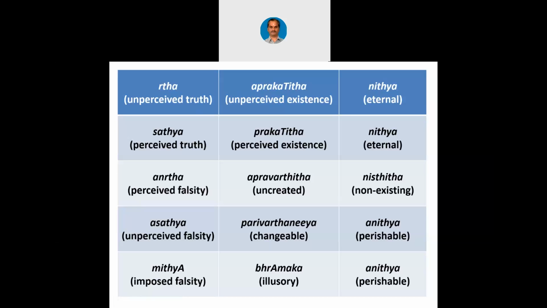Anrata does not exist at all. So there is no point in trying to realize something which is not existing at all. Lastly, coming to mithya. What is mithya? Imposed falsity. It is illusory. Bhramaka. It is anitya, perishable.